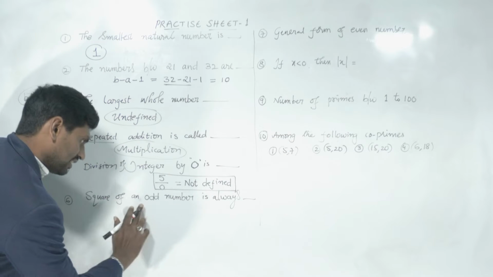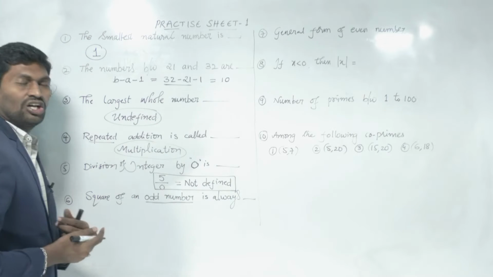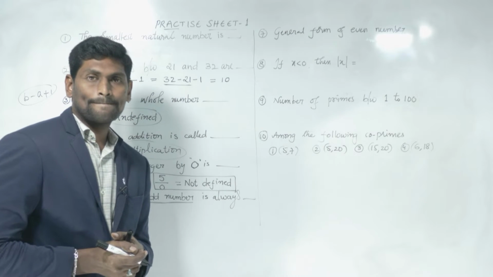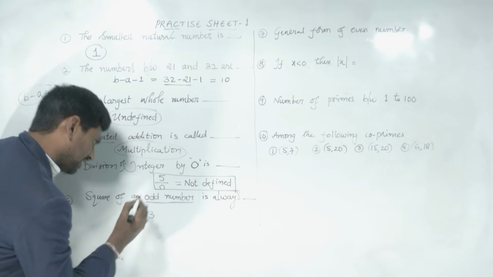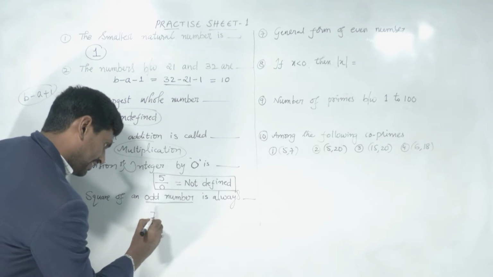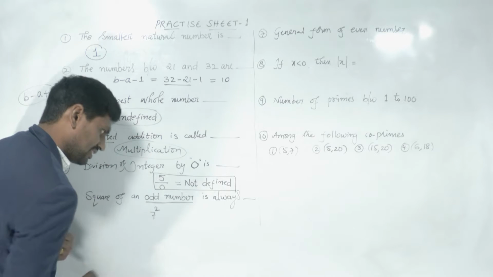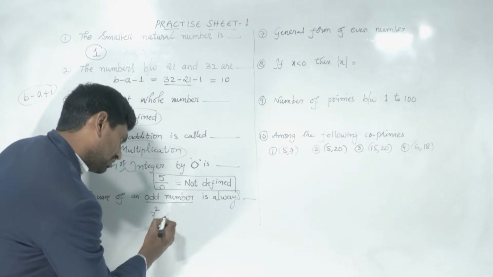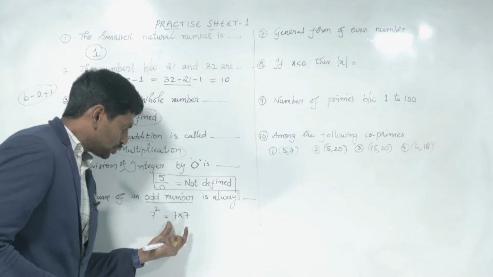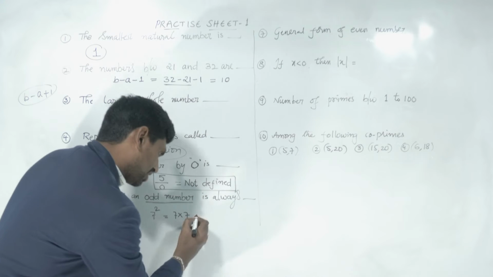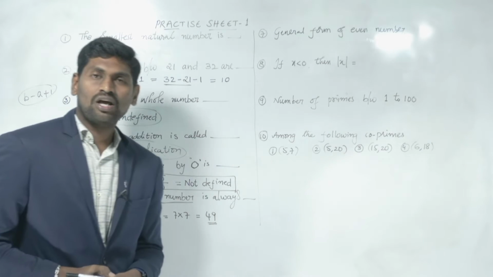Same way, an odd number is given here. Odd numbers are nothing but numbers not exactly divisible by 2. Take any one odd number, okay, 5 or 7. 7 is an odd number. Square of 7 means 7 power 2, so you have to multiply 7 two times. 7 into 7. 7 sevens are how much? 49. Is 49 an even number or an odd number?